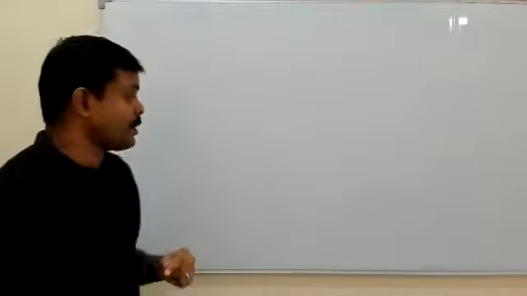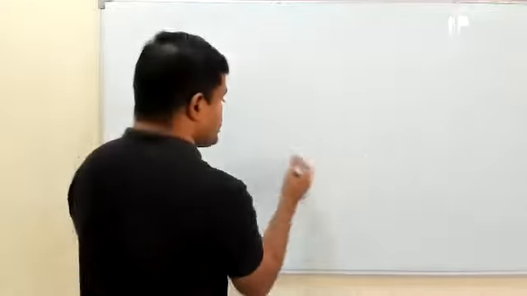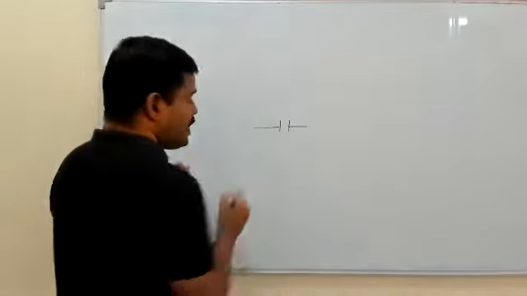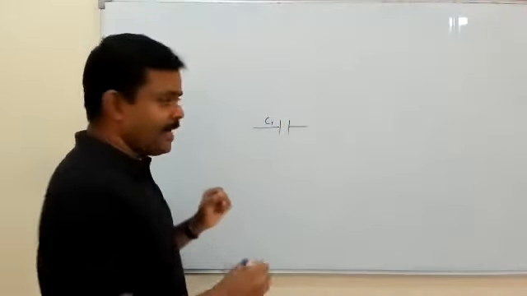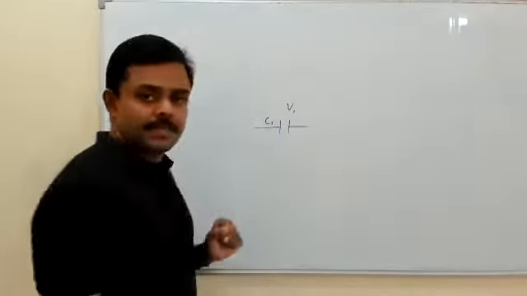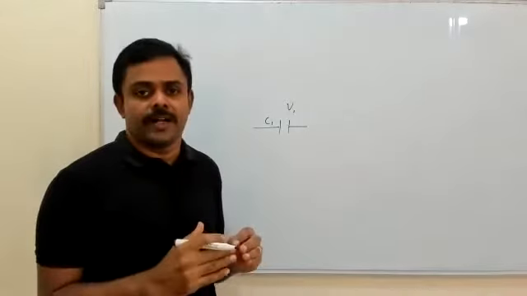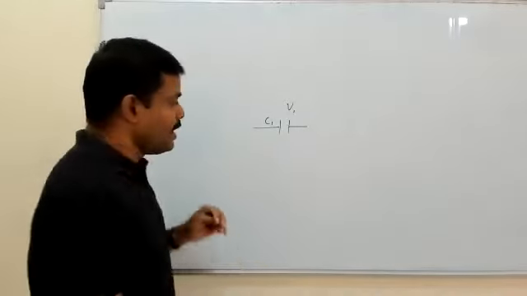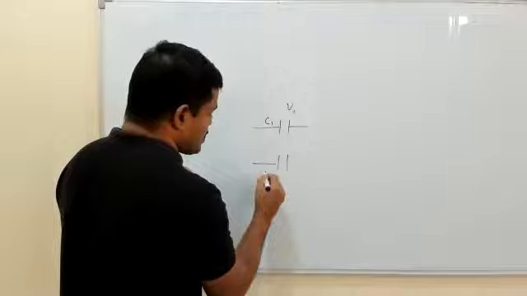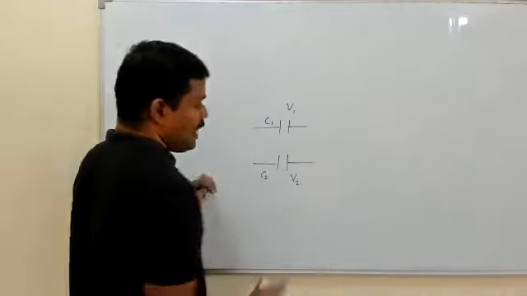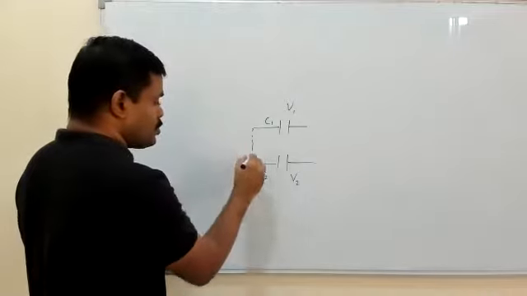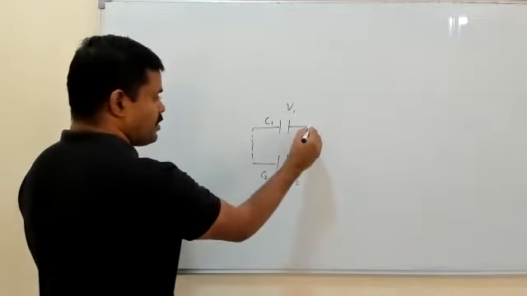The chapter exercise has a question: what is common potential? I'll tell you. This is one capacitor. It has a capacitance of C1 and it is charged to a potential V1. And then there is another capacitor of capacitance C2 with potential V2. And then you're going to connect these two through a wire.